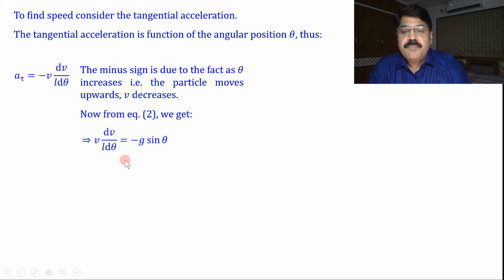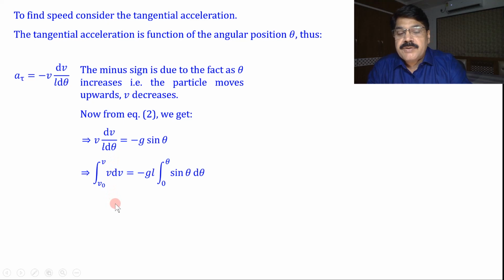Now what we can write here? v dv is equal to gl sin theta d theta, and we integrate this v dv from v naught to v, and minus gl we can take outside of integration, and from 0 to theta. What does it mean? When theta is 0, speed was v naught. When angle is theta, we are assuming speed v, and this speed v we are calculating.